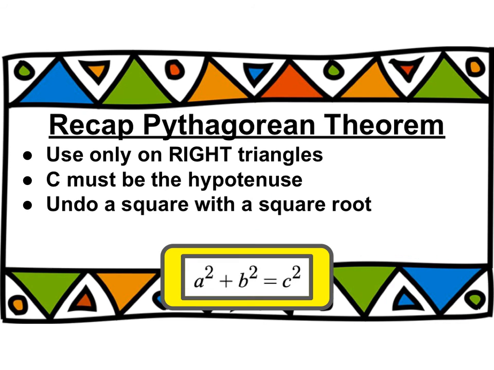So to recap the Pythagorean theorem, it's only used on right triangles. You do need to have that right angle mark. C has to be the hypotenuse across from the right angle. And in order to undo something that's squared, you're going to take the square root.